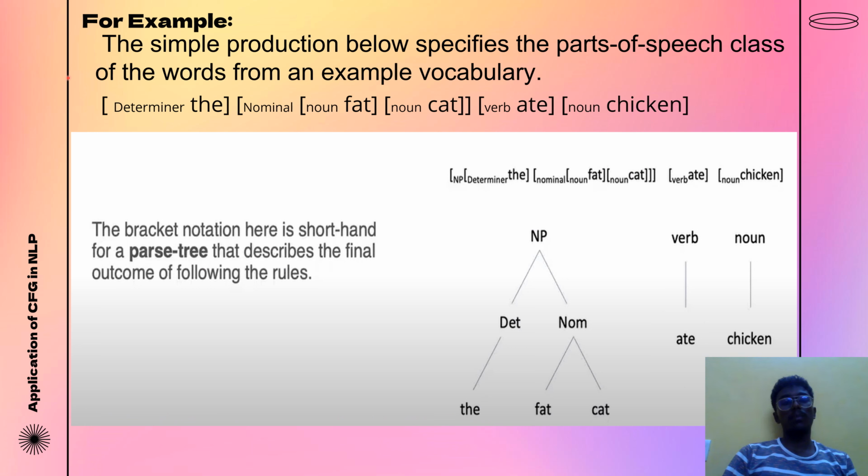Now we'll look over the parse tree. The bracket notation we used earlier is just a shorthand notation of the parse tree. This one is a noun phrase, so determiner and nominal. We take the determiner and nominal, noun nominal, so fat, and then nominal can be further derived to noun, so this one. Verb is ate and noun chicken, so we'll just take it later for this one since we don't derive it from the parse tree necessarily.